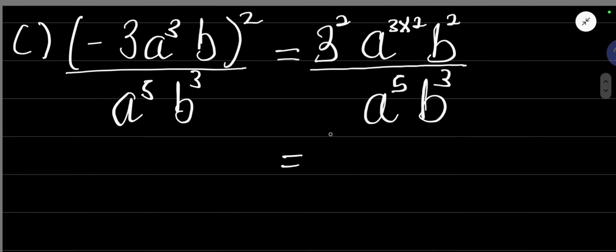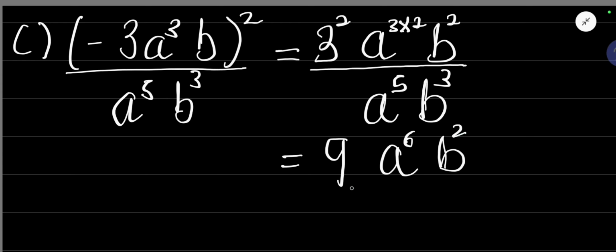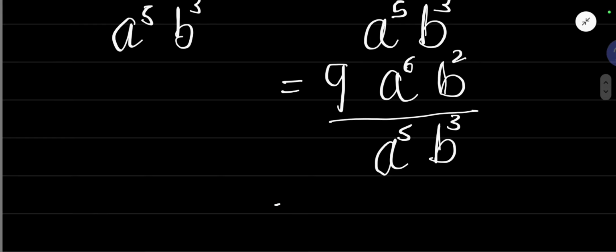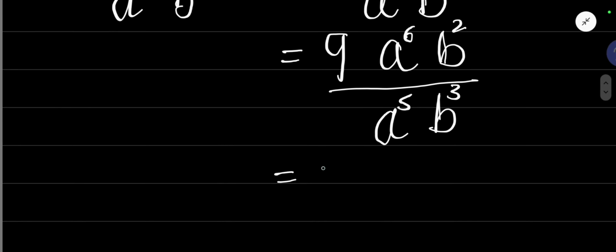From here we can say that 3 squared, you can press your calculator, 3 squared is 9. And then a exponent 3 times 2 is 6, b squared, all of them divided by a exponent 5 b cube. Okay guys, then this will simplify to 9, and then a exponent 6 divided by a exponent 5.